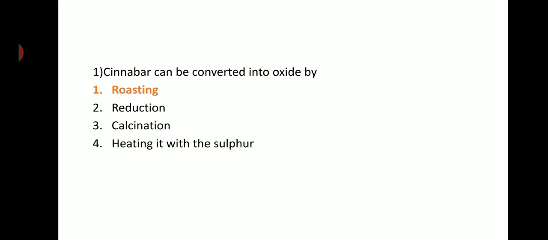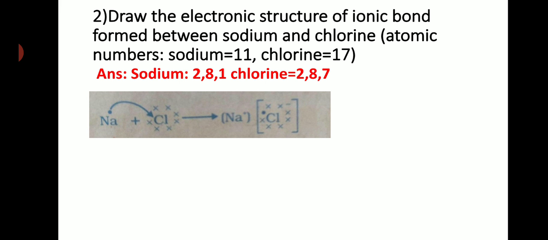Let's start. The first one: cinnabar can be converted into oxides by roasting, reduction, calcination, or heating it with sulfur. So the right answer is what? It is roasting. Second one, draw the electronic structure of ionic bond formed between sodium and chlorine.